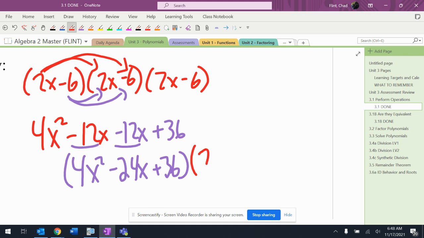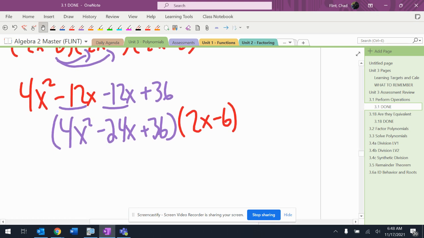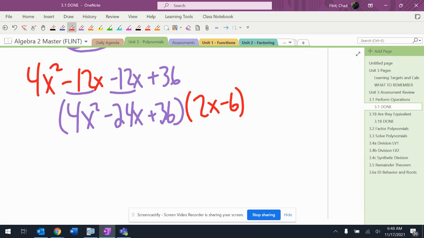I can't lose this last 2x minus 6. All right, so I can't lose that. Now, with the way I do things, it's better if the parenthesis with the least things is first. If you're doing the box, it doesn't matter. I'm going to flip these 2 things around, and you can easily do this because it doesn't matter what order you multiply in.